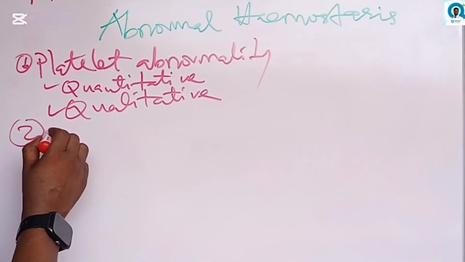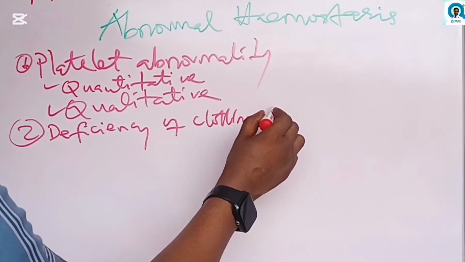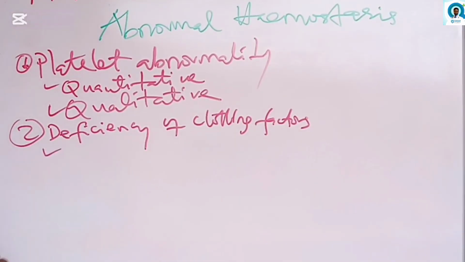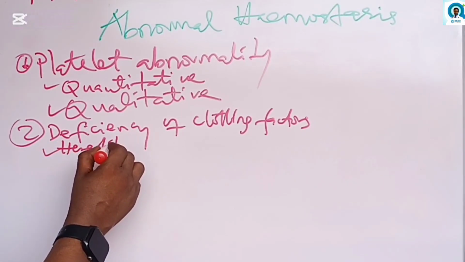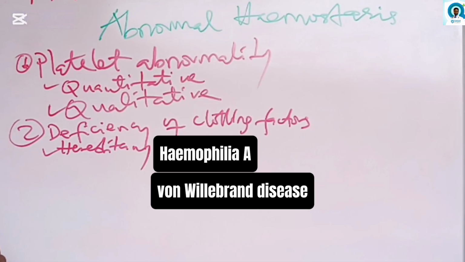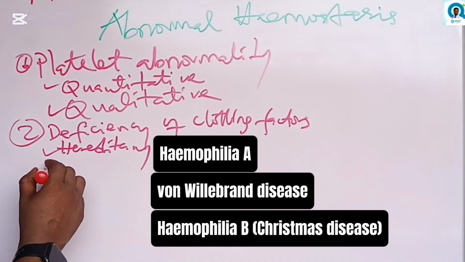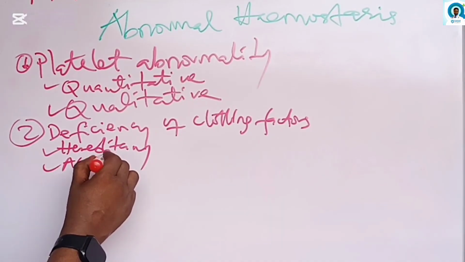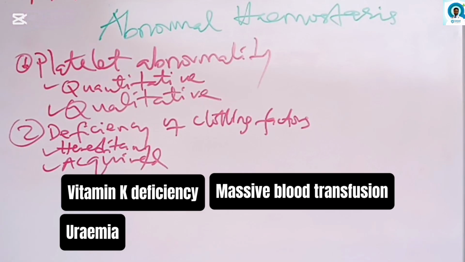Another cause of abnormal hemostasis is deficiency of clotting factors, which could be hereditary or acquired. Hereditary deficiency of clotting factors include hemophilia A, von Willebrand disease, hemophilia B, also known as Christmas disease. Acquired deficiencies include vitamin K deficiency, uremia, massive blood transfusion, as well as disseminated intravascular coagulation.